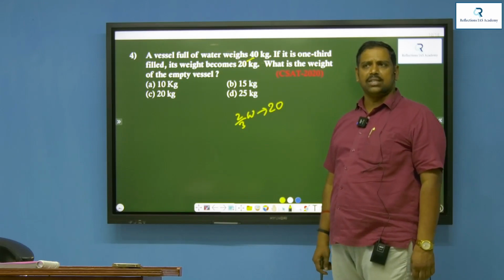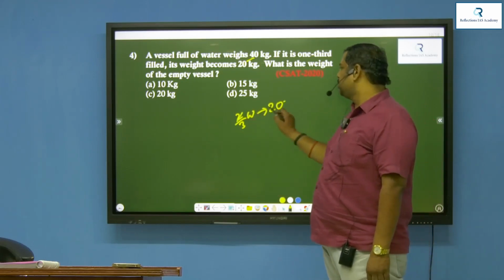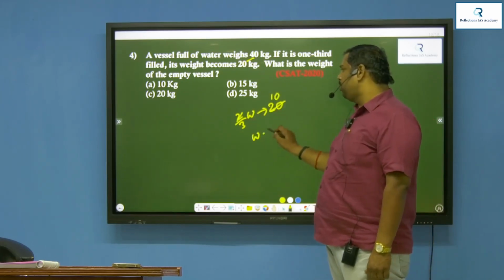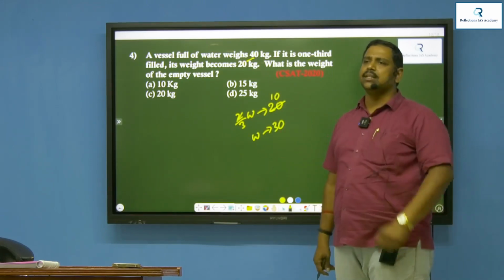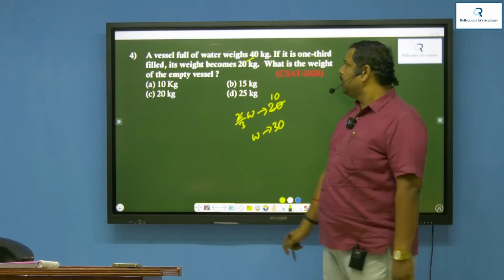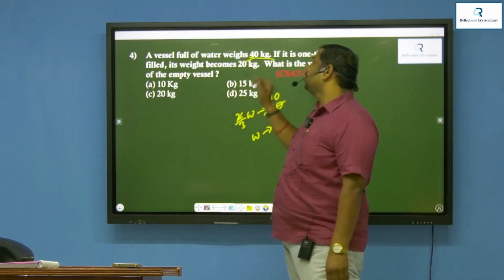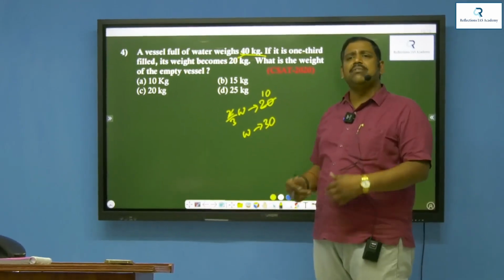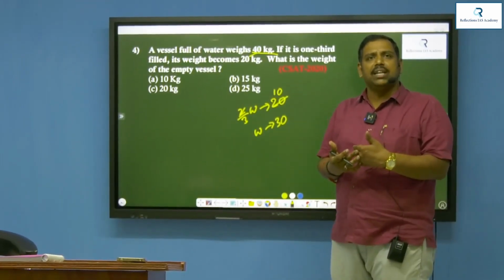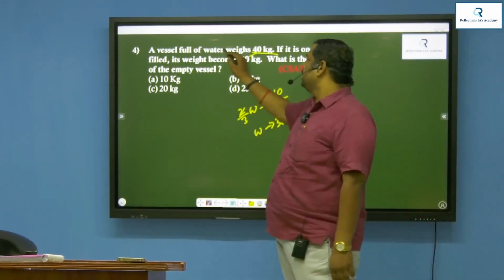2/3 of the vessel of water is equal to how much? 20 kgs. Means what is the weight of the full water? Means a full vessel of water is how many kgs? 30 kgs. But a vessel full of water is how much? 40 kgs. Out of 40, this is 30. Means what is the weight of the vessel? 10 kgs. Okay, that's what he is asking.